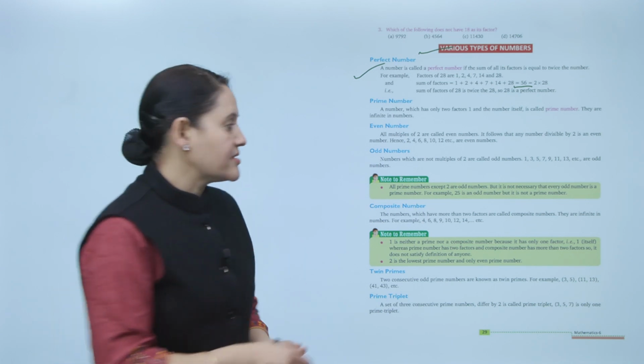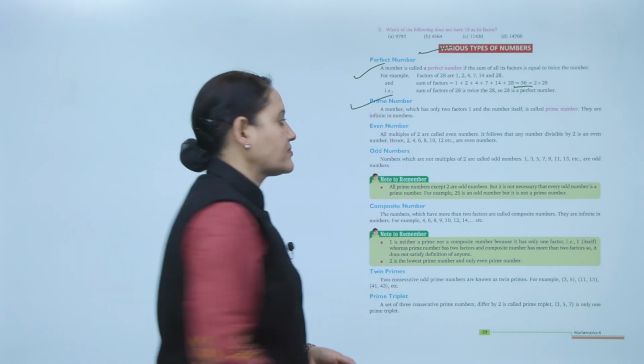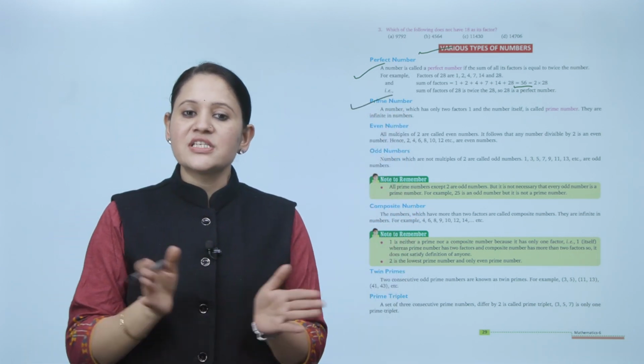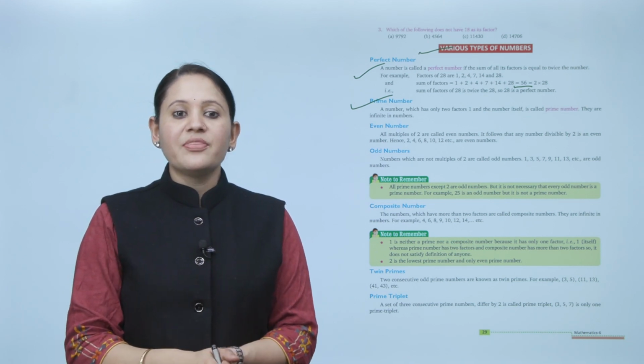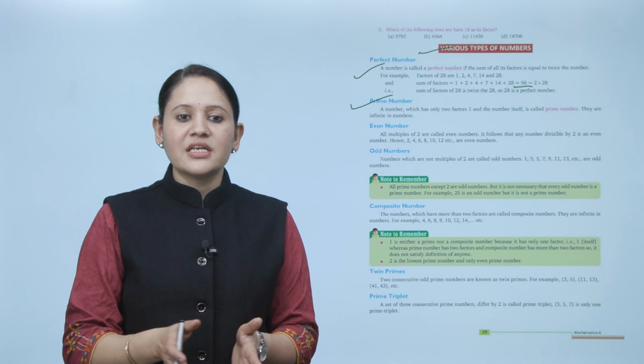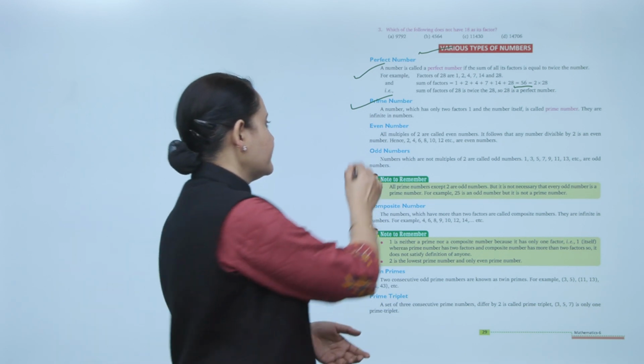Next is prime numbers. A number which has only two factors, 1 and the number itself, is called a prime number. They are infinite in number.